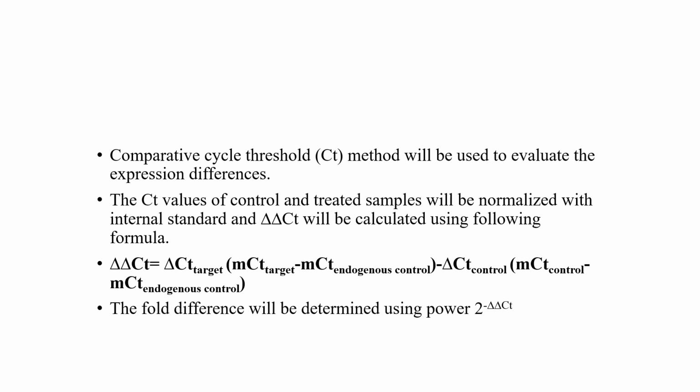The delta Ct value helps us to determine the expression level of the genes relative to the control. For an endogenous control, we can develop our own, or sometimes the actin gene is used as the internal control or biological control during the qPCR analysis.